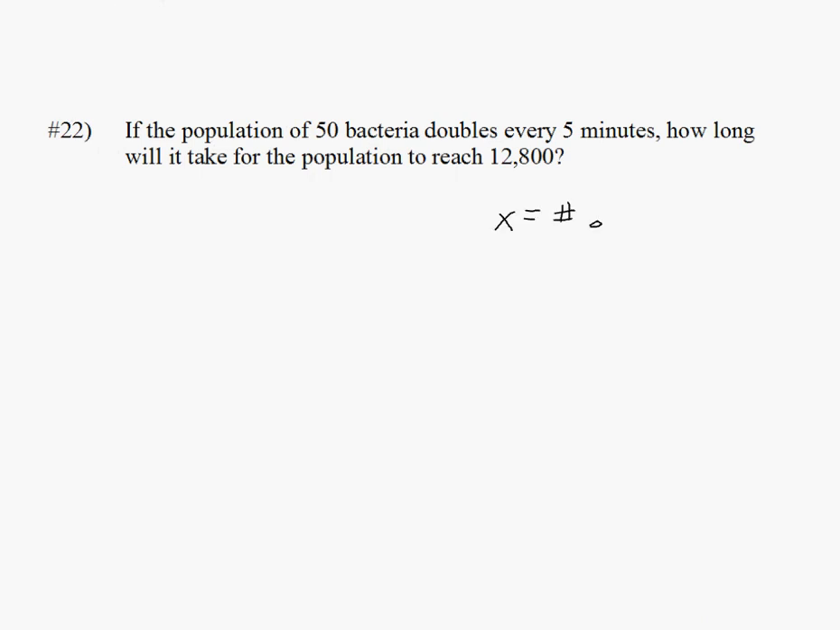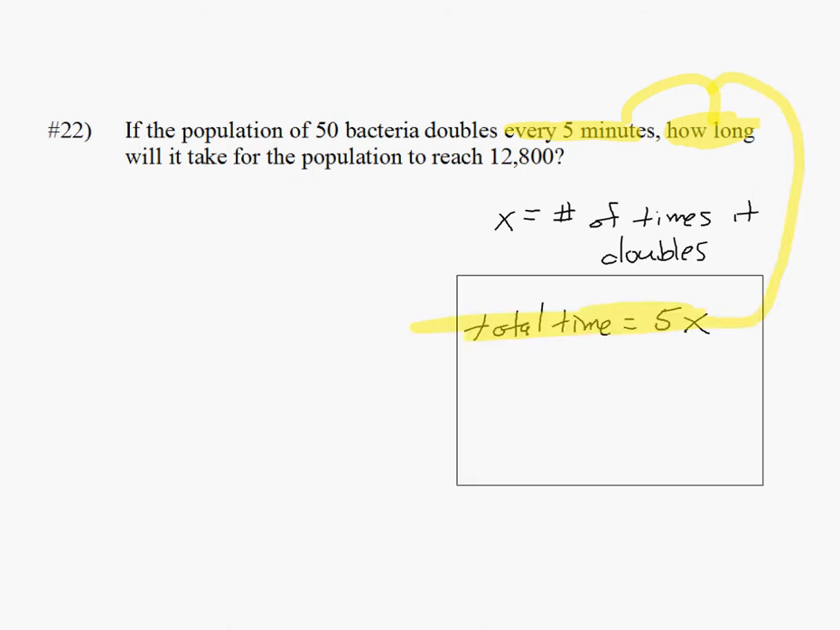Number 22. We're going to say x is the number of times it's going to double. So our total time is going to be 5 times x, because it says it doubles every 5 minutes. We start out with 50. It's going to double. How many times? We don't know. So it's going to be times 2, times 2, times 2, times 2. We don't know how many 2's there are. That's why there's an x there. We're going to keep doubling it until we get 12,800.